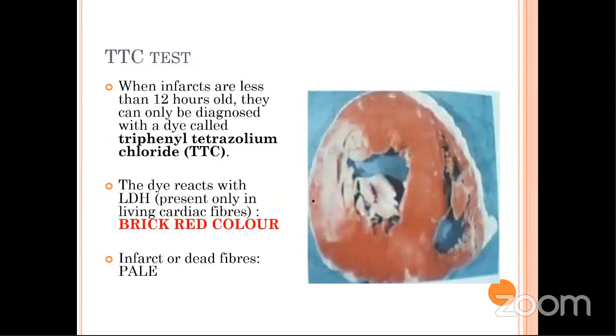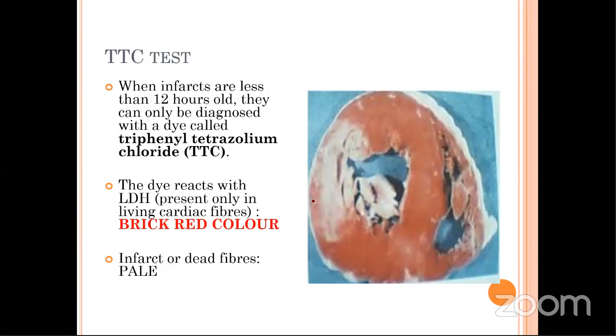Now, one interesting thing is in a postmortem specimen of heart, there's a test to identify whether there has actually been an infarct in the heart. And this test is the triphenyl tetrazolium chloride test. You take a slice of the heart and dip it in this dye called TTC. When infarcts are less than 12 hours old, they can be diagnosed with this dye. This dye reacts with LDH, lactate dehydrogenase, present only in living cardiac fibers.